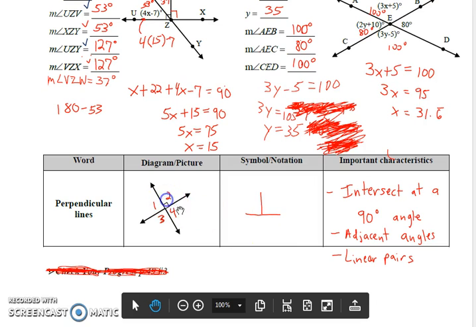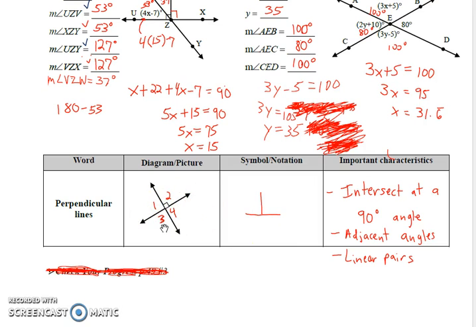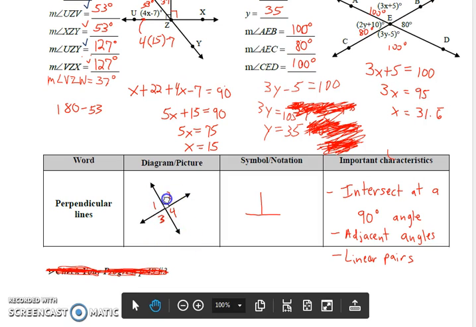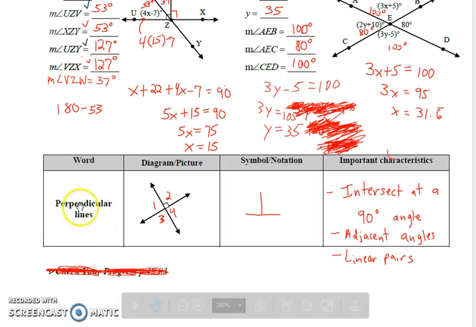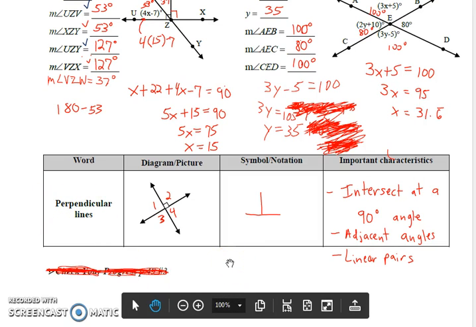And just remember that all four of these angles are going to be right angles, because 2 and 3 are vertical. They have to be equal, right? 90, 90. And 2 and 4 are a linear pair, so they have to add up to 180. So if this is 90, and these two have to add up to 180, 90 plus 90 equals 180. So you would get 90, 90, 90, 90. Perpendicular lines are two intersecting lines that form all right angles.